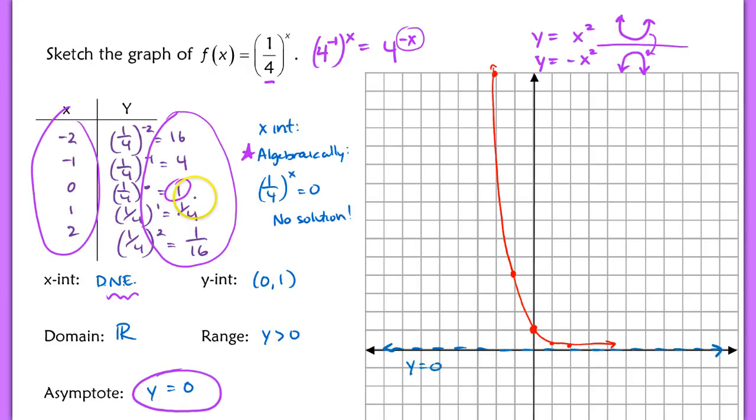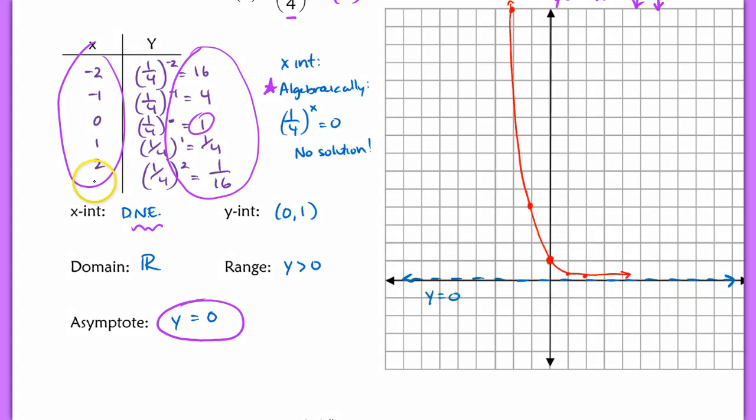These values, as I continue to increase x, if I made this 3 or 4 or 5 and I plug these values in, these values continue to get smaller. 1/4 is bigger than 1/16. Your next value is going to be even smaller than that. So, you know, it's cool to me, maybe not to you, but you're seeing basically the opposite trend, okay?